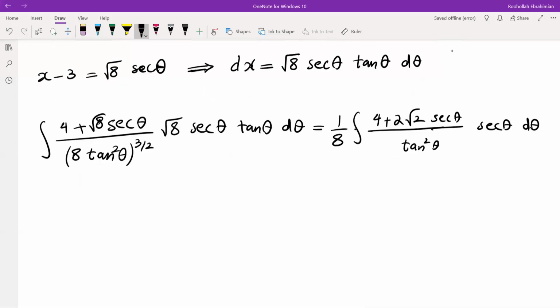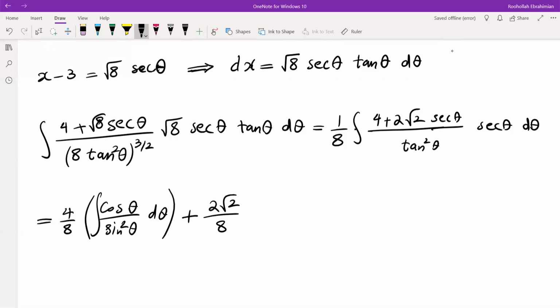Okay, if we simplify that further, the first term becomes 4 over 8, if I take out the 4, secant over tan squared. Tan squared is sine squared over cosine squared. One of the cosines cancels, and we get cosine of theta over sine squared theta d theta. So that's one of those terms. The other term is 2 root 2 over 8 times the integral of secant squared, which cancels with the denominator. We get 1 over sine squared d theta.